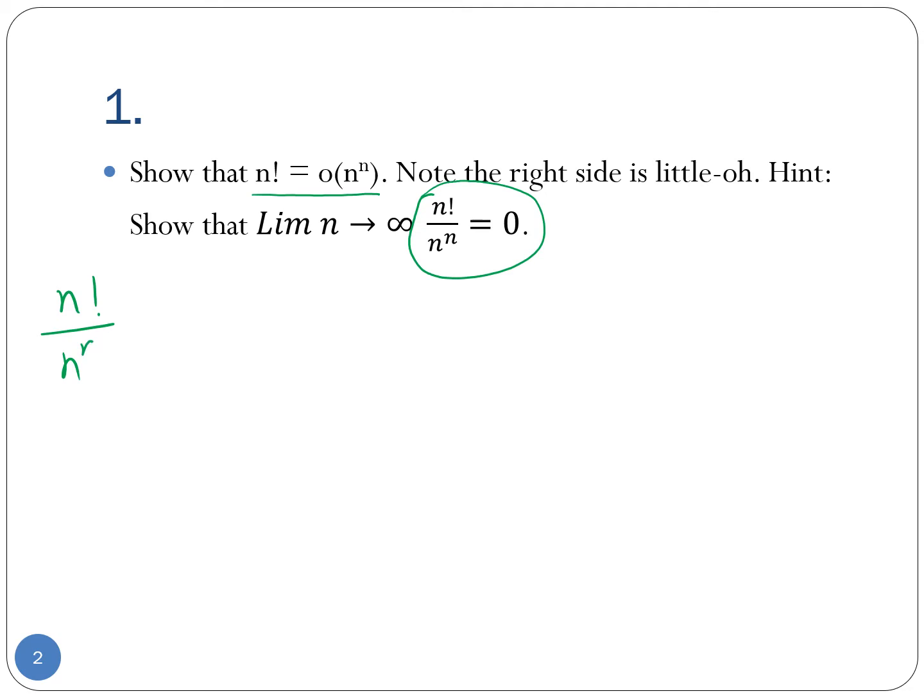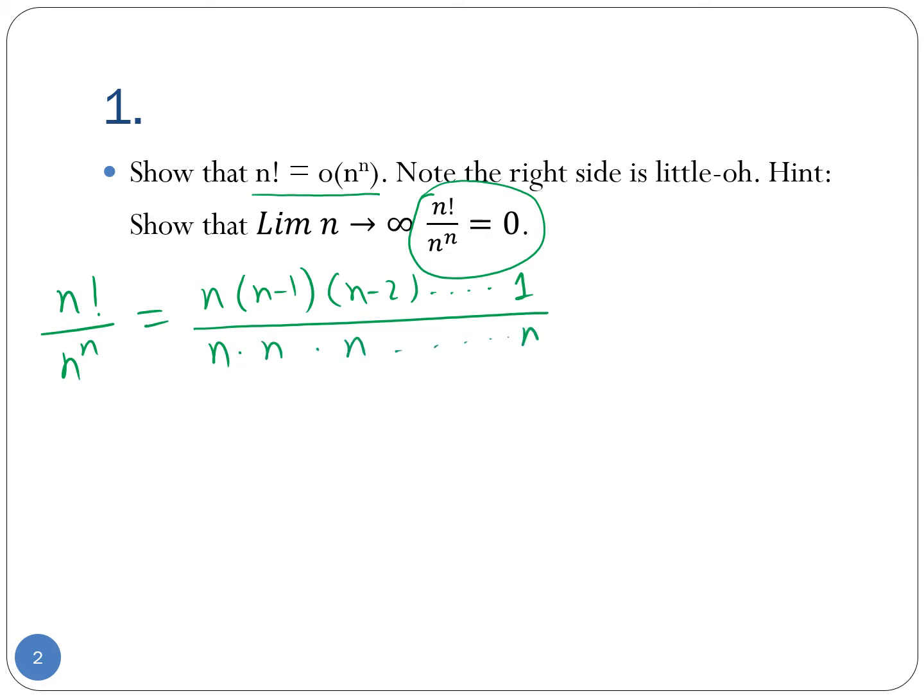N factorial divided by n to the power n: n factorial can be written as n times n minus 1 multiplied by n minus 2 and so on up to 1, and n to the power n is basically n times n and so on up to n times. So if we factor these terms in the numerator and the denominator, this expression becomes n divided by n multiplied by n minus 1 divided by n multiplied by n minus 2 divided by n and so on up to 1 divided by n.